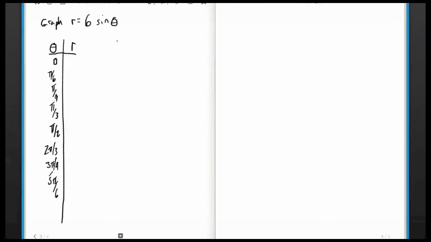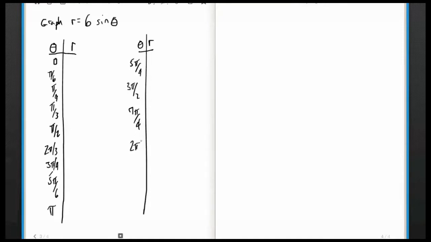And then I'm going to have to continue on over here. Well, I can get all the way to pi. And then I'm going to continue here, theta, r. After pi, we'll go 5 pi by 4. And then 3 pi by 2. And 7 pi by 4. So you can see I'm skipping, I'm reducing my resolution here just so it doesn't take so much time.